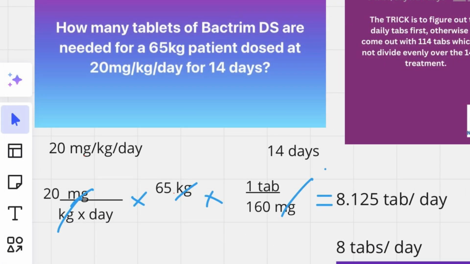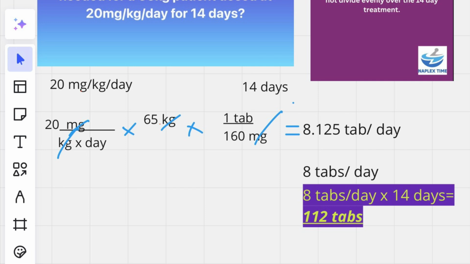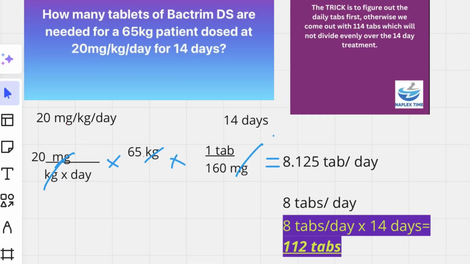From here, we didn't answer the question quite right yet. The question was, how many tablets of Bactrim DS are needed for 14 days? So we need to times that by 14 days. These days then cross out. 8 times 14 is 112. And that's the entire question. 112 tablets of Bactrim DS are needed for a 65 kilogram patient for 14 days.